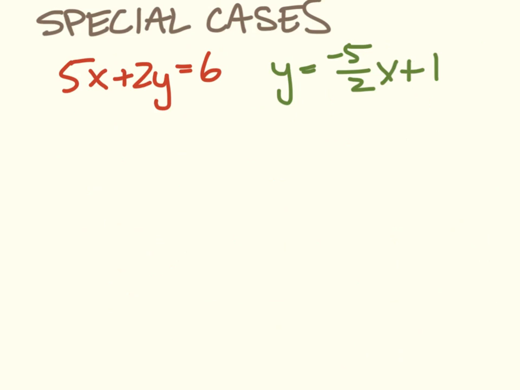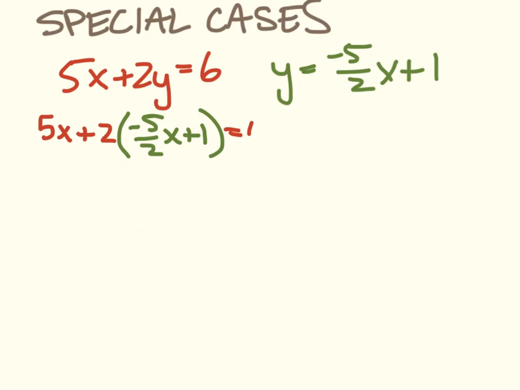Okay, just like with any equation, sometimes we have some special cases. So let's look at a couple. Here we have 5x plus 2y equals 6 and y equals negative 5 over 2 x plus 1. So the second equation is already solved for y, so I'm just going to replace the y in this equation with what y equals. So 5x plus 2, and then replace this y with negative 5 over 2 x plus 1, equals 6.